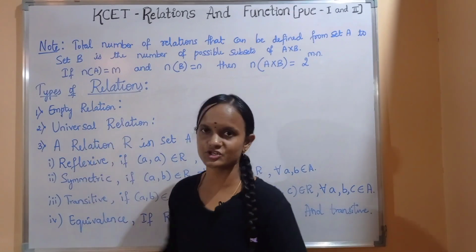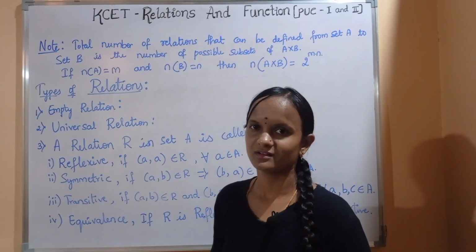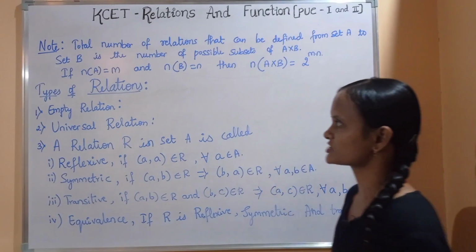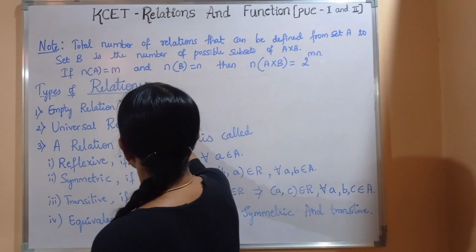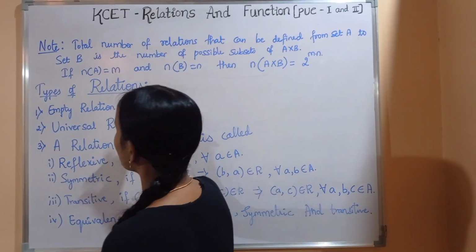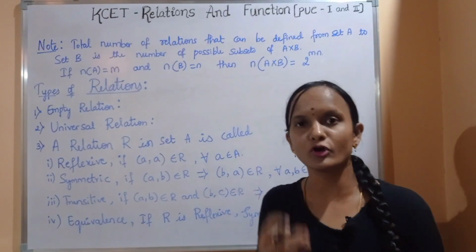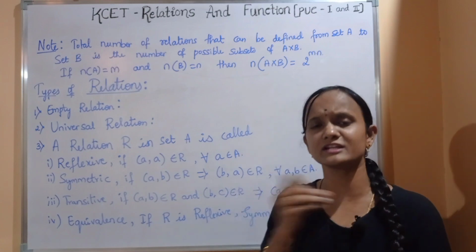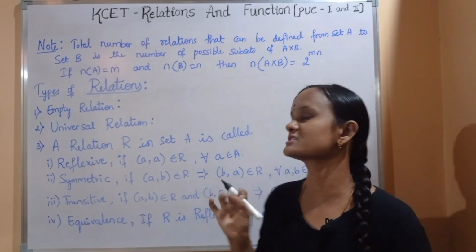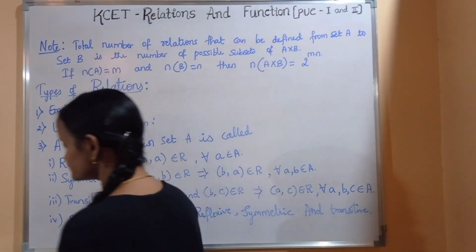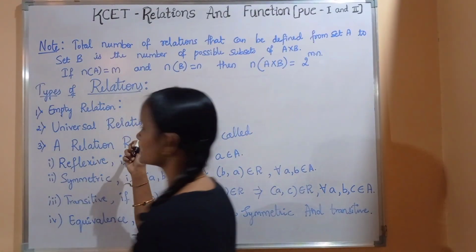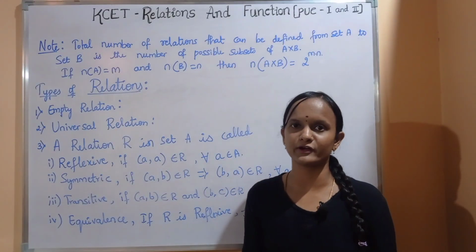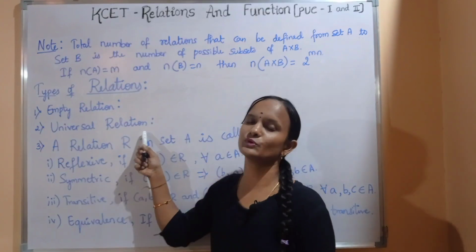Next, types of relation. First one is the empty relation. A relation R in a set A is said to be an empty relation if no element of A is related to any element of A. That is, there is no relation between any elements. Such a relation is known as an empty relation. Next, universal relation. In this, every element is related to every element of A. Such a relation is known as a universal relation.